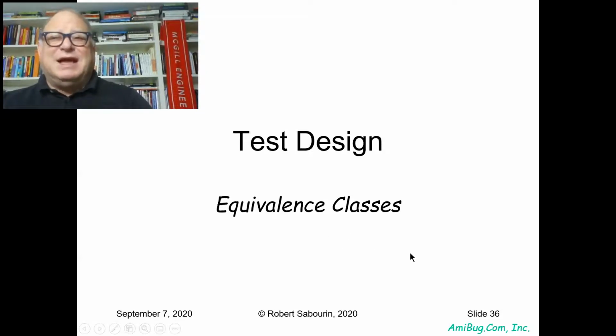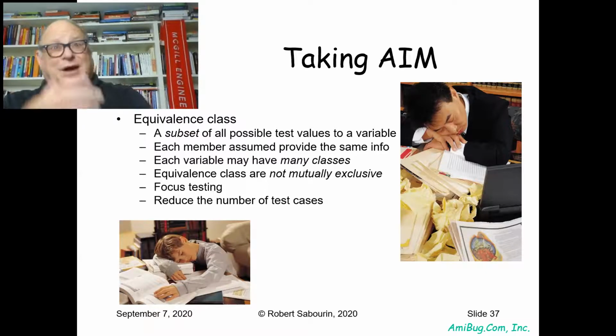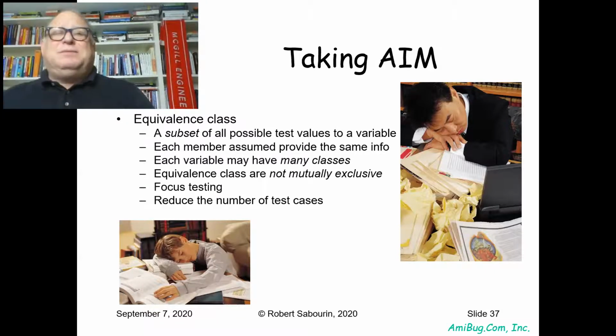This is equivalence classes. An equivalence class is defined to be a subset of all possible test values of a variable. A variable can have many values, so you take a subset of them, and we call that a class. Each member of the class, the hypothesis is that it will provide the same information to us. And if indeed it is a true class, it will teach us the same thing about the application, or about the treatment of the variable in the application.